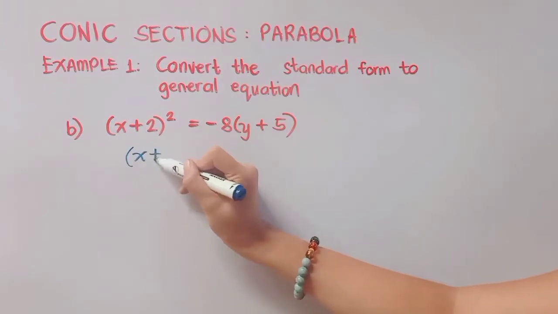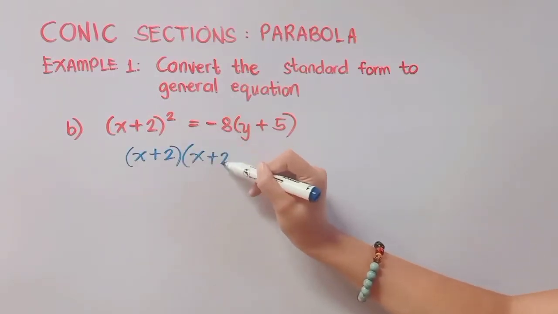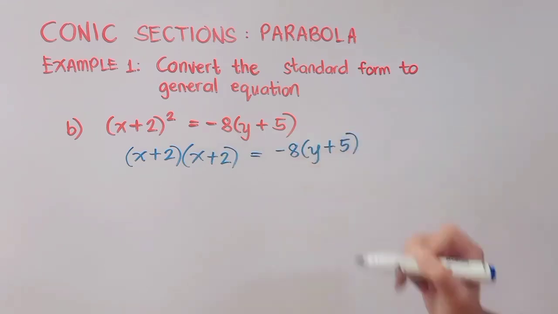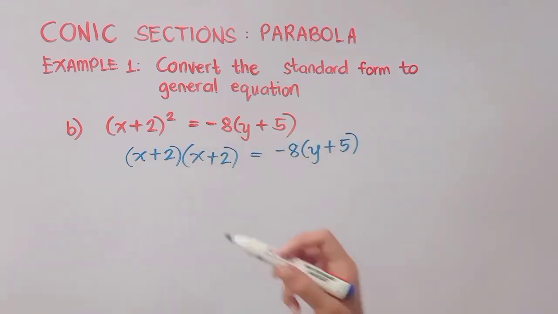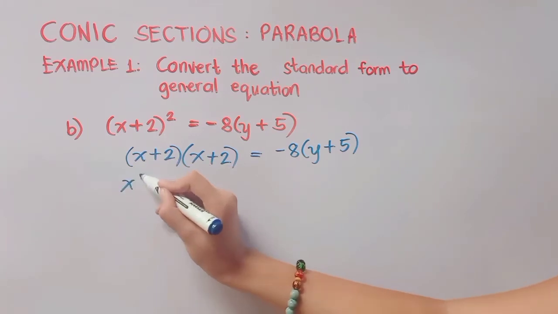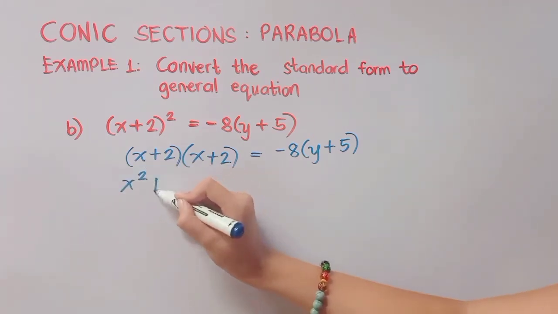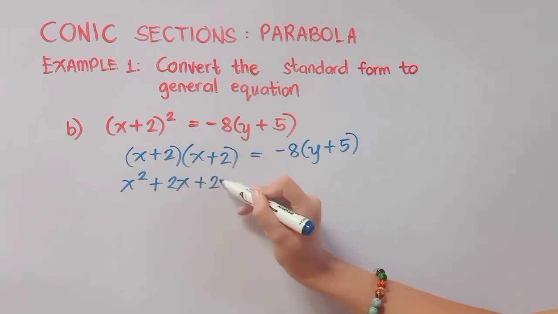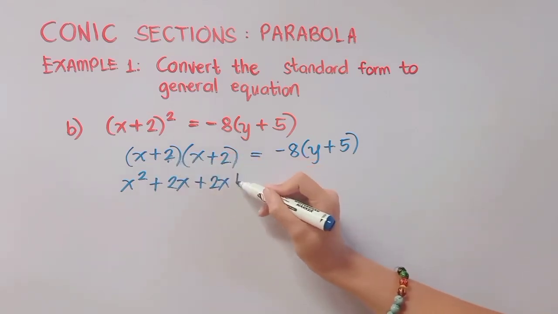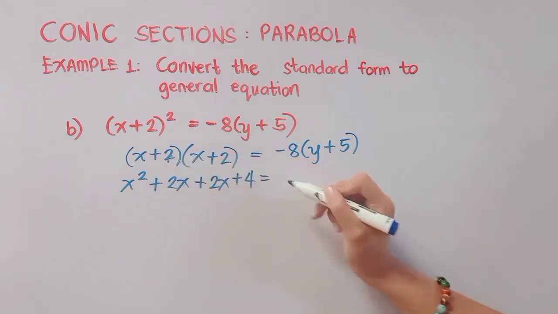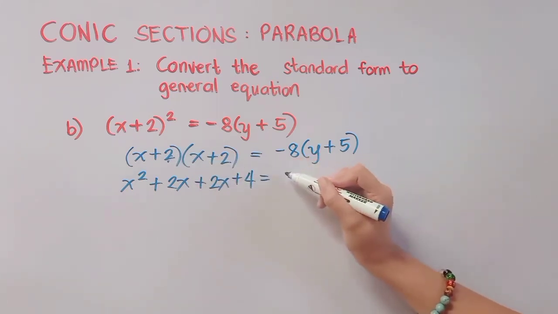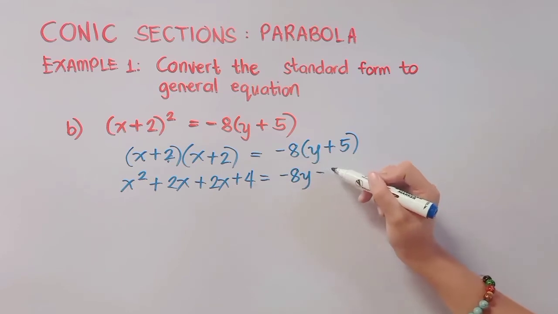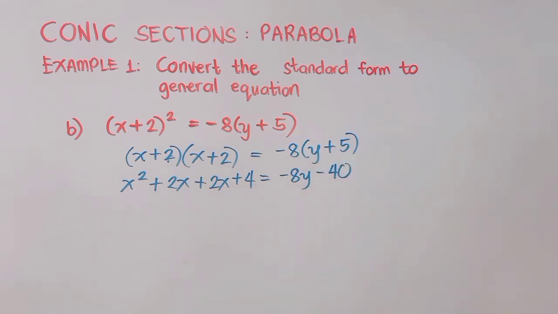Same thing in letter B, we have to multiply x plus 2 to itself, and then we'll just copy whatever is on the right side. Now doing the FOIL method, we have x times x, x squared. X times 2, it's positive 2x. 2 times x, that's again positive 2x. 2 times 2 is positive 4. And we'll have to distribute here negative 8 times y, that's negative 8y. Then negative 8 times 5, it's negative 40.